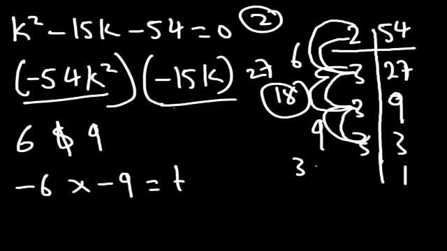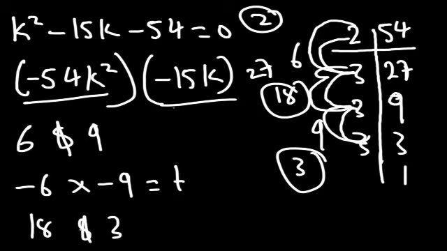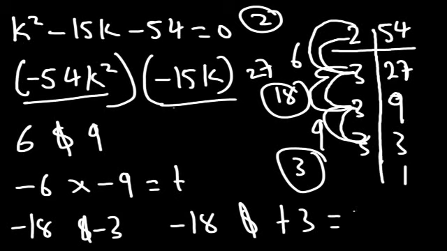So let's try 18 and 3. Which of them should we assign negative, and which of them should we assign positive? It turns out that if we use minus 18 and minus 3, this will result in plus 54, and minus 18 plus minus 3 will result in minus 21. So I would like to go for minus 18 and plus 3, because minus 18 times plus 3 is indeed equal to minus 54, and minus 18 plus 3 is also indeed equal to minus 15, which is exactly what I'm looking for.